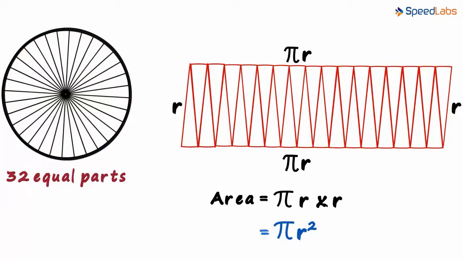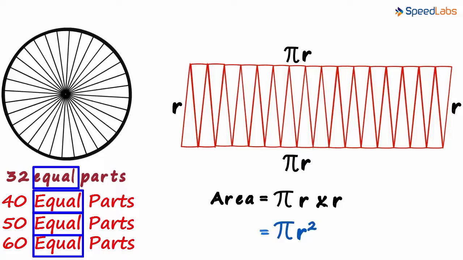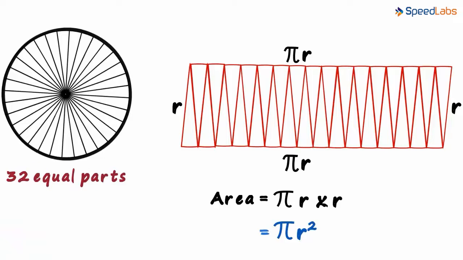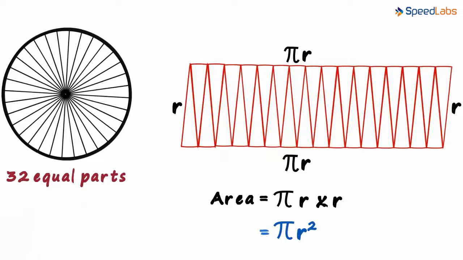Do we have to divide the circle only into 32 equal parts to prove this? No, we can even divide this into 40 parts or 50 parts or maybe even 60. It doesn't matter. But all the parts have to be equal. More the number of parts, the more this figure will look like a rectangle. If we divide it into 60 equal parts, we will get 30 tiny arcs on top and 30 at the bottom. But our result will still remain the same.